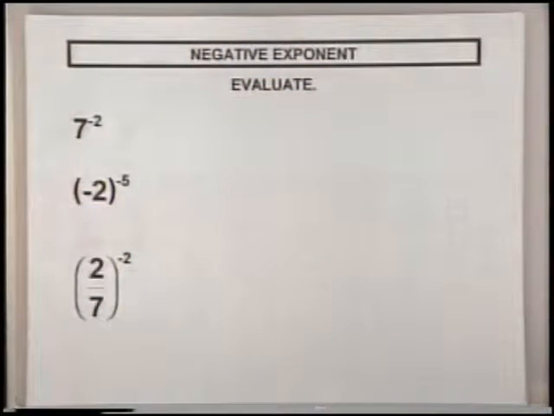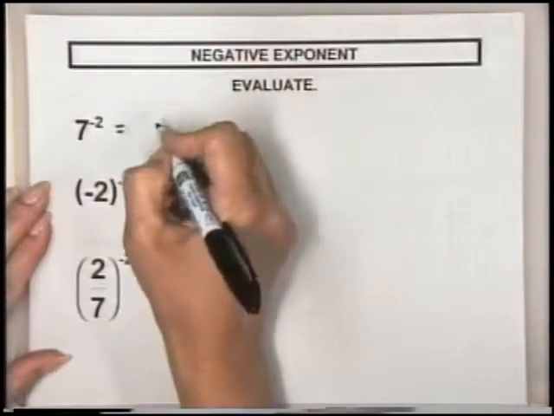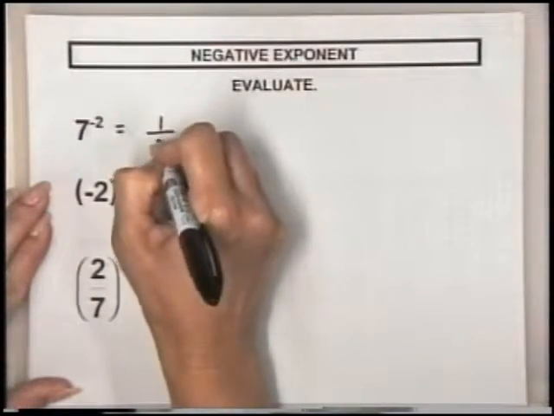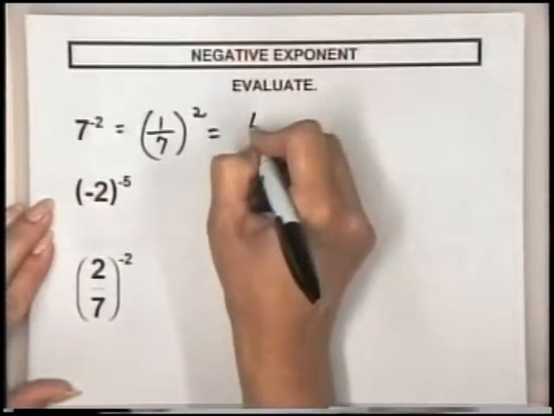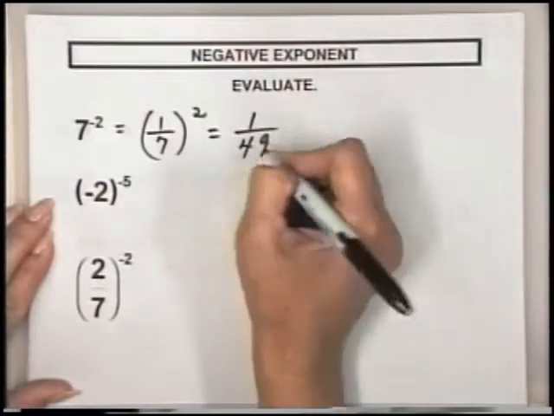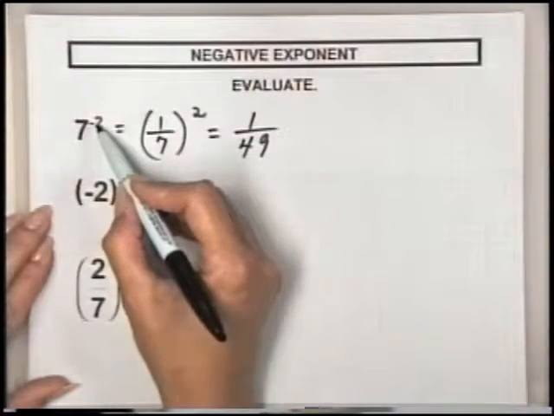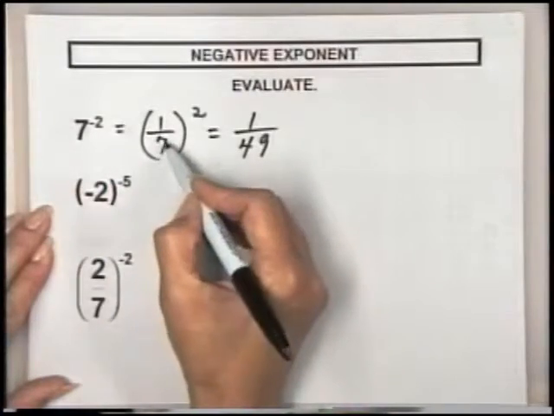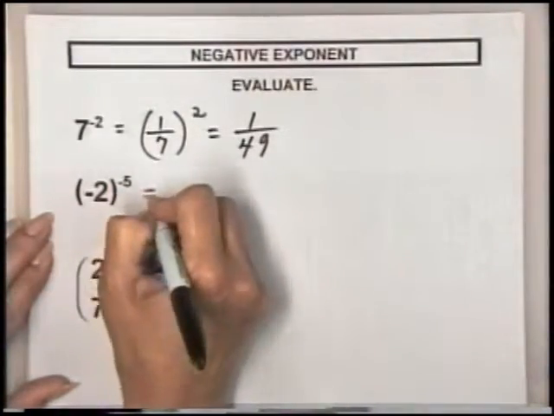How did you do? Let's work those problems. To begin with, I have 7 to the negative second. I know that that is equal to the reciprocal of 7, which is 1/7 squared. 1/7 squared is 1 over 49. If you used the other rule, if you said 7 to the negative second power is 1 over 7 squared, you got the same thing, didn't you?